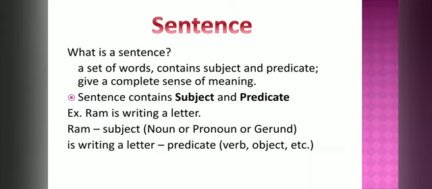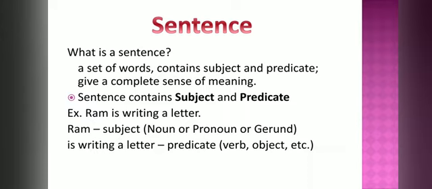Once again, a sentence contains subject and predicate. Say for example, Ram is writing a letter. Here, Ram is the subject. The subject may be a noun, a pronoun, or a gerund. Is writing a letter is the predicate part of the sentence.